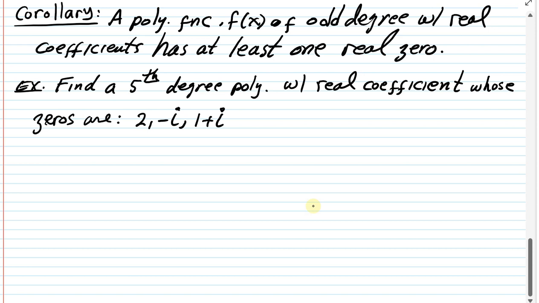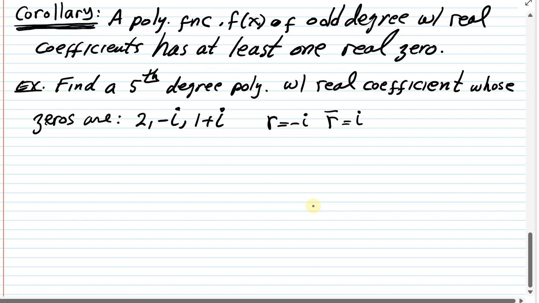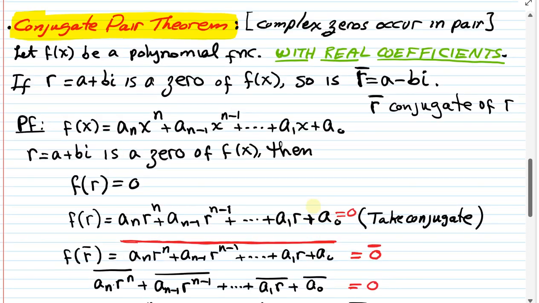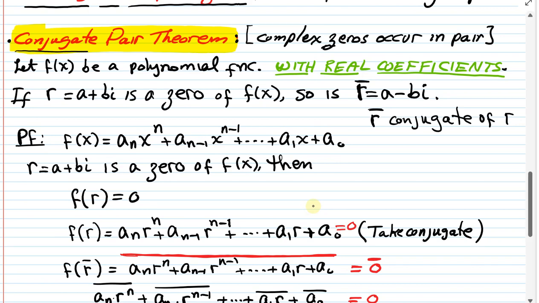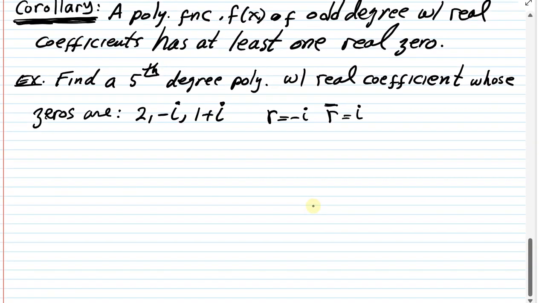Okay, well, this is a 5th degree polynomial, so it's going to have 5 zeros, correct? Therefore, if r is equal to negative i, remember its conjugate, i, has to also be a solution because these have real coefficients. And we just said the corollary directly above what I have written here. The conjugate pair theorem says that complex solutions occur in pairs and they have to be conjugates. So there you go. Here's the other 0.